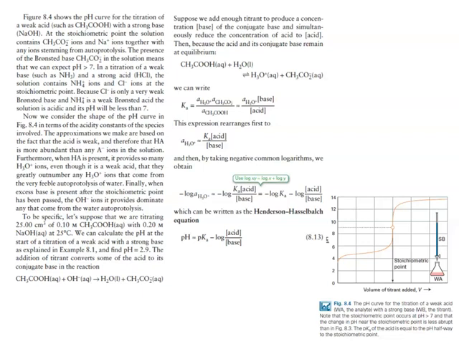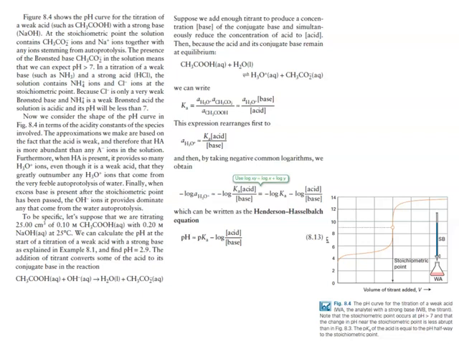In a titration of a weak base, such as ammonia, and a strong acid, hydrochloric, the solution would contain the conjugate acid, ammonium, and chloride ions at the stoichiometric point. Because chloride is a very, very weak Bronsted base, and ammonium is a weak Bronsted acid, the solution is acidic, and the pH would be less than 7.